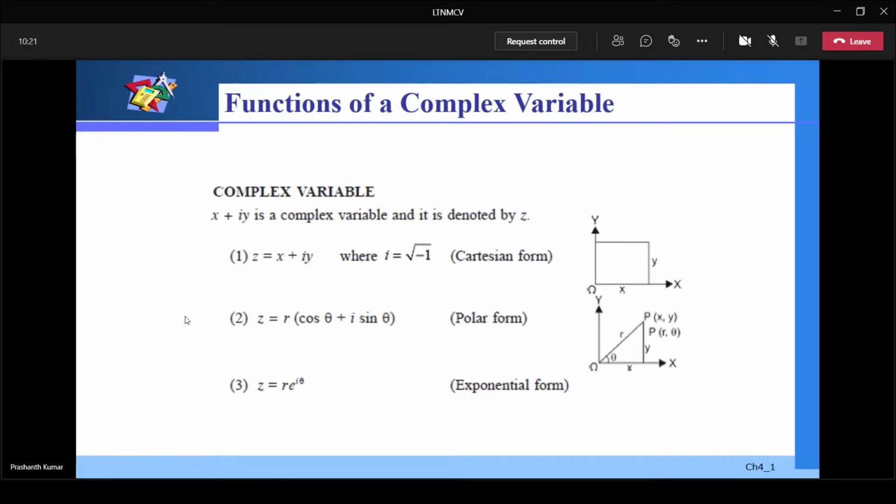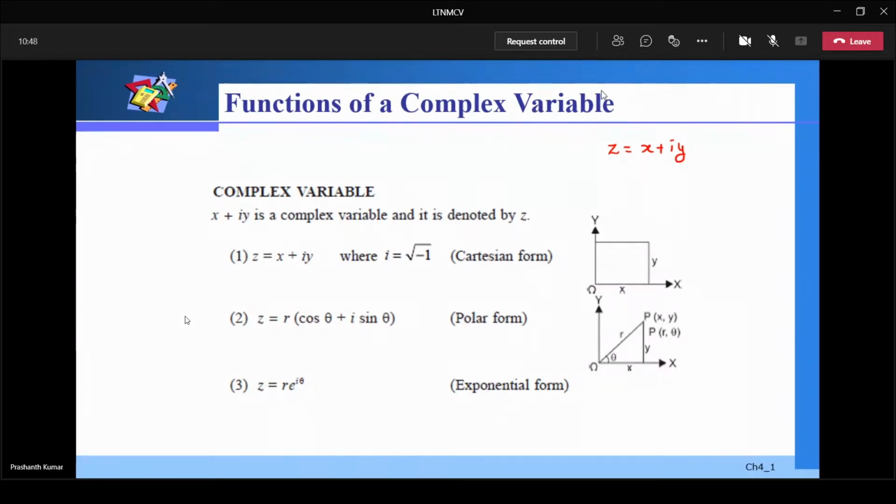Here you see that x plus iy is a complex variable. Yesterday we discussed x plus iy, and it is denoted by z. That means we write z is equal to x plus iy. This is a complex variable.